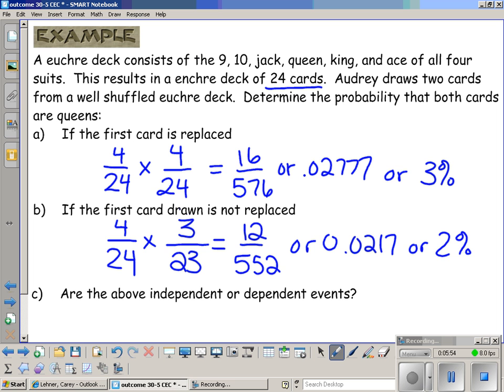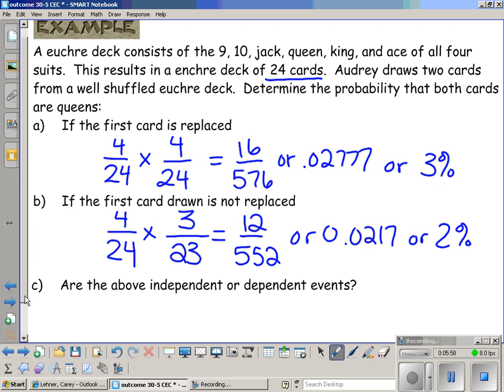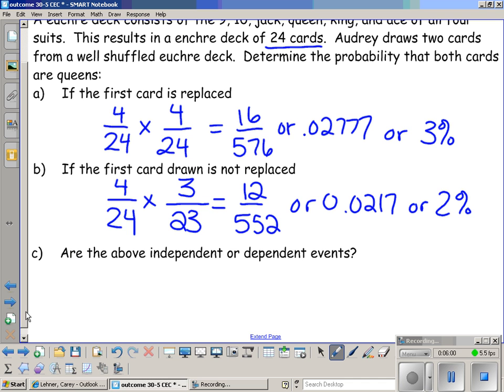So a little bit of a difference. One was closer to 3%, one was just over 2%. Are the above independent or dependent events?